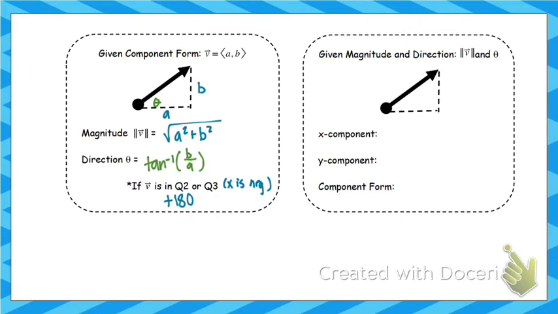All right, now let's look at the other information. Let's say I know magnitude, and let's say I know theta. Well, if I want to find the x component, I'm trying to figure out how to find this. I again can use trig, okay?